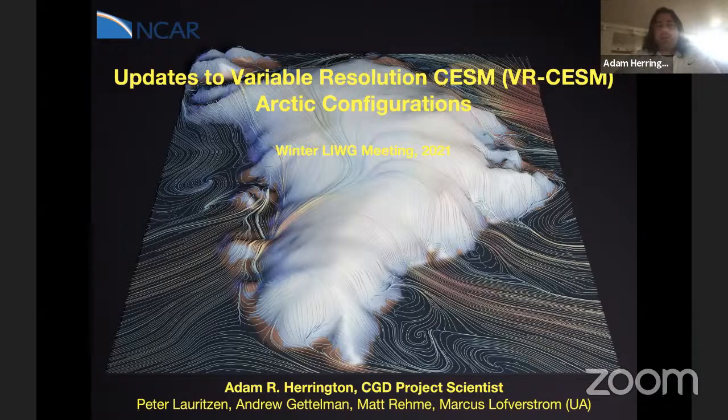All right, I'm going to give you an update here. I am now a project scientist, and my primary mandate is no longer variable resolution, but I still make time for it. This is just a cool visualization I put together with Matt Ream and Sizzle, showing the model topography draped with streamlines in our 8th degree run.